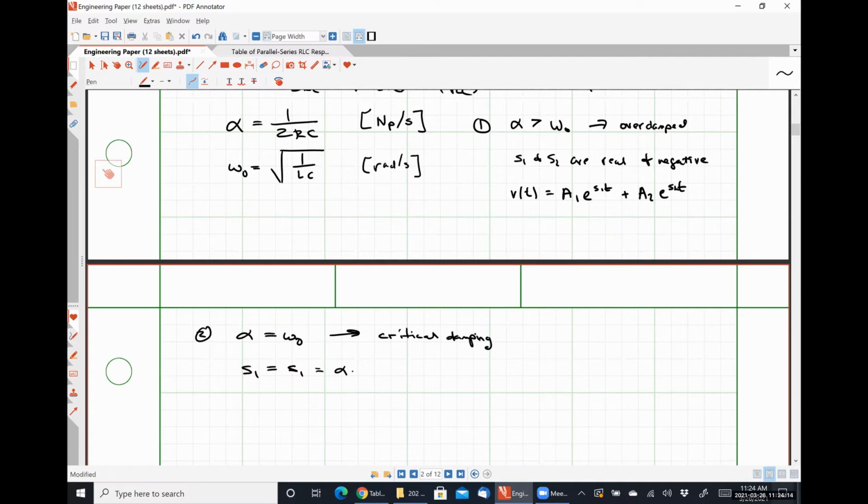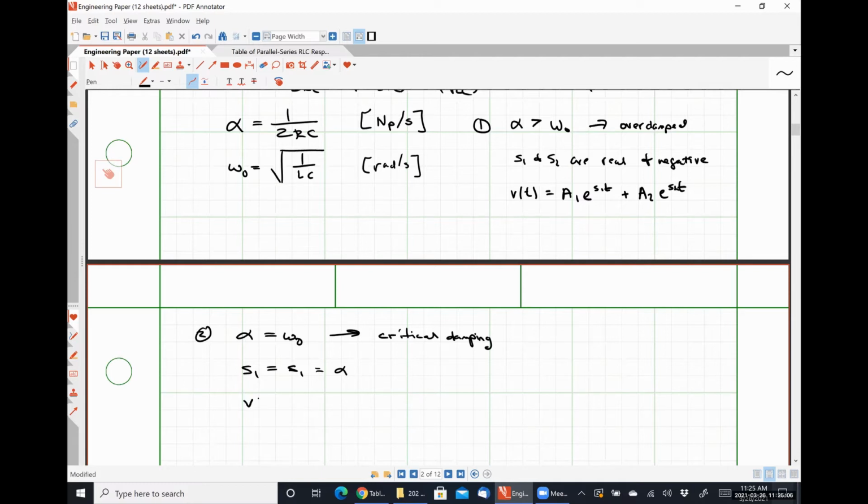Now, the problem we face is that if S1 and S2 are identical, we could combine this response equation into a single coefficient A times e to the St. But that does not do a good job of realizing that there are two initial conditions on our system, because there are two energy storage elements. Without any derivation, because that's well beyond the scope of this class, it's something you'll learn in Math 245 and ELEN 321: whenever we have a critically damped system, we have to introduce another term to account for both of the initial conditions on the system.